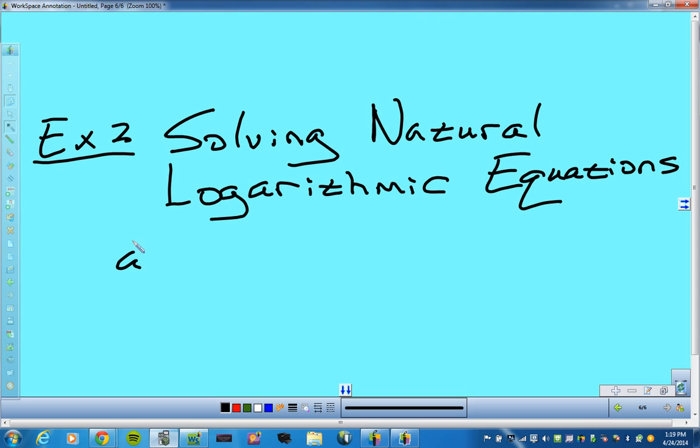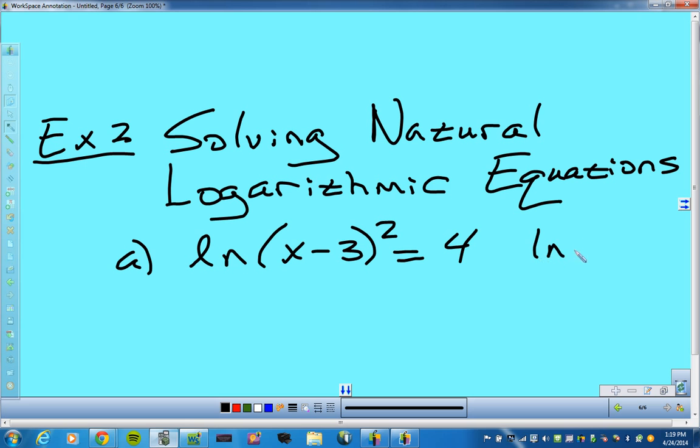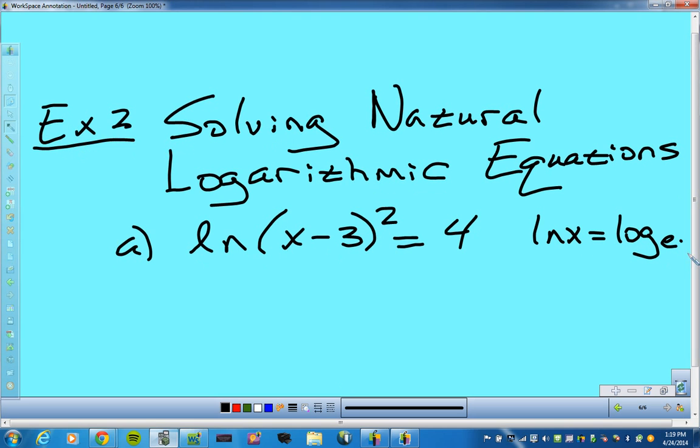So the A example, we're going to have ln x minus 3 squared equals 4. So this is the point where you have to remember our little side leg thing that ln x equals log base e of x.